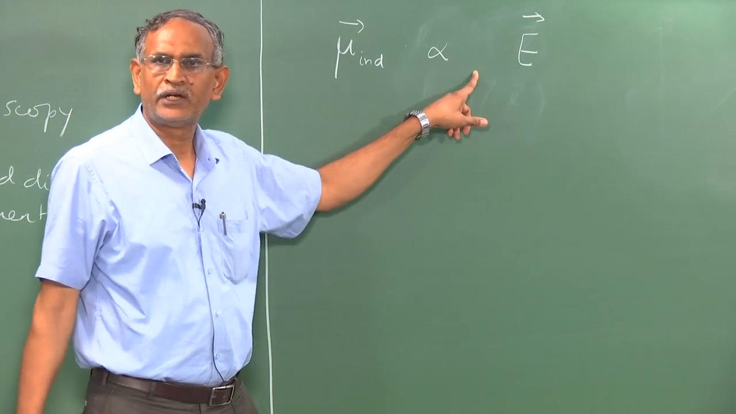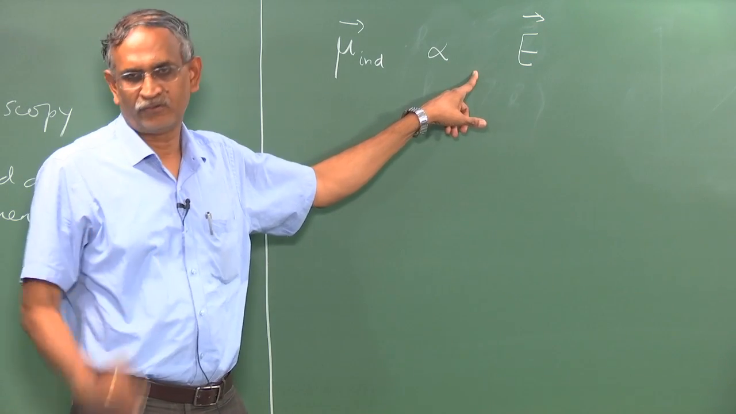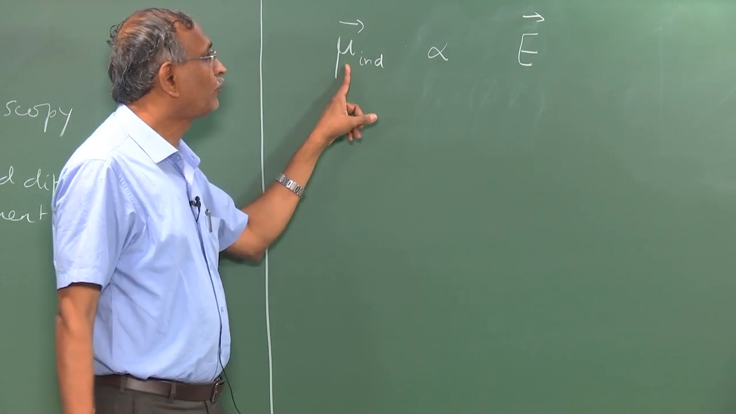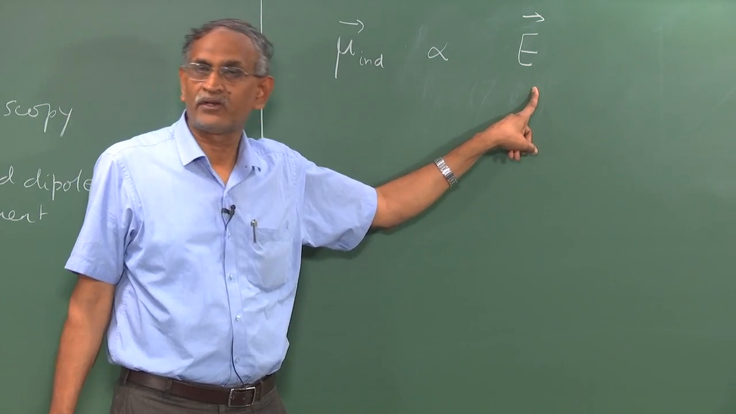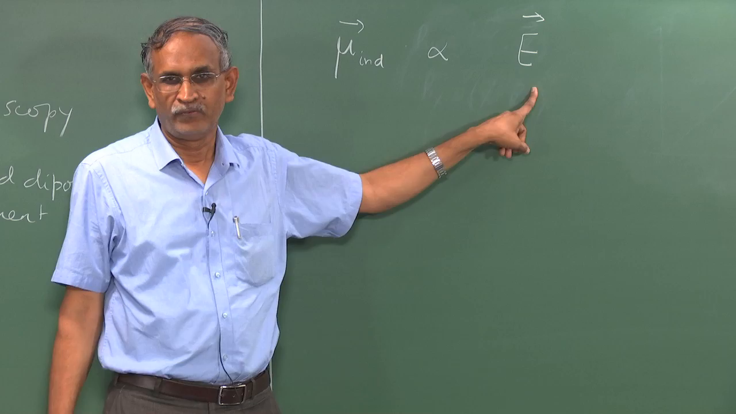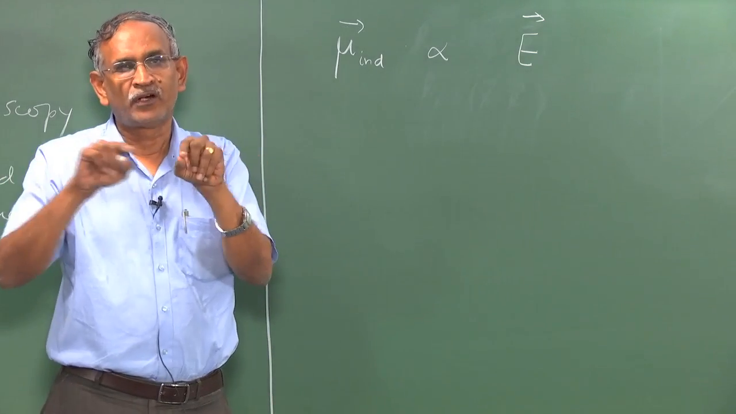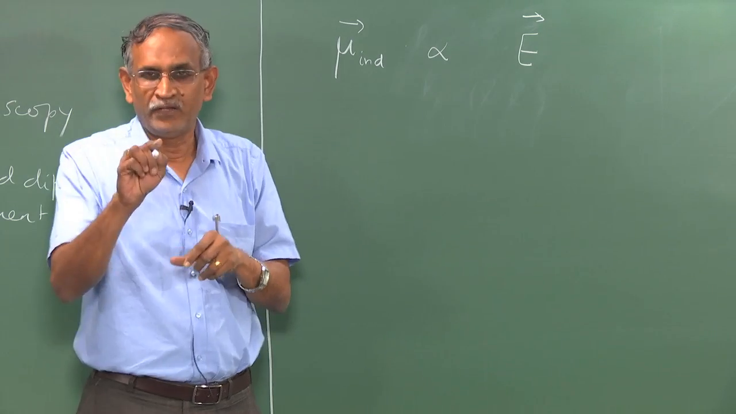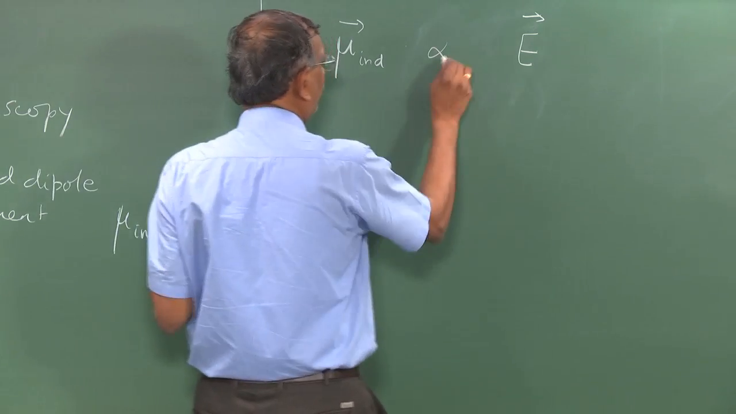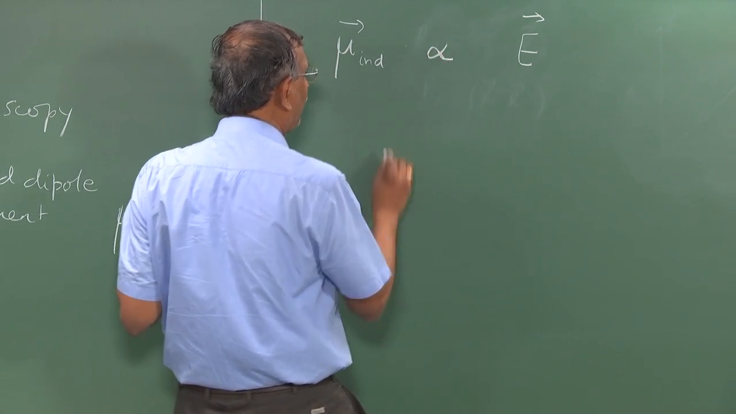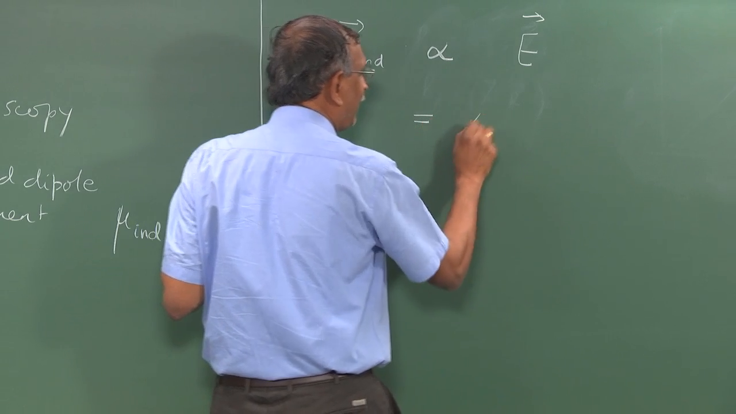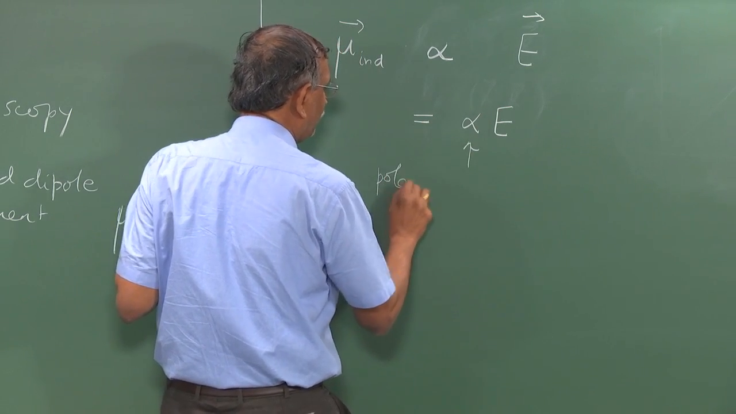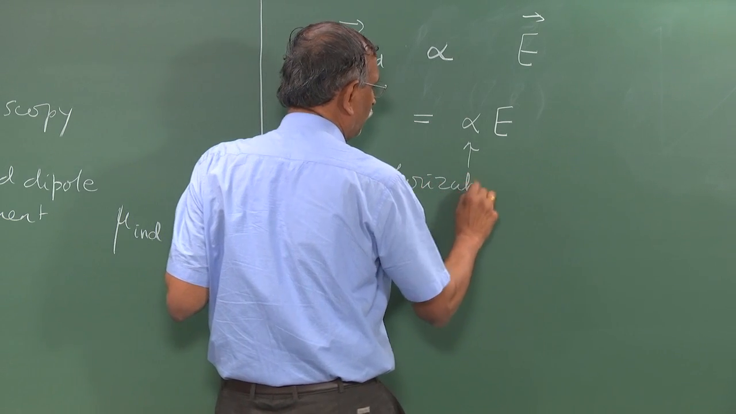That means the proportionality constant can be a constant, assuming that the induced dipole moment is in the same direction as the electric field. Therefore, the two vectors are collinear. I mean, they are in the same direction. If it is a constant, the proportionality constant. Unfortunately, this is a proportionality constant, but in the next step I will write this as alpha E, where alpha is called the polarizability of the molecule.